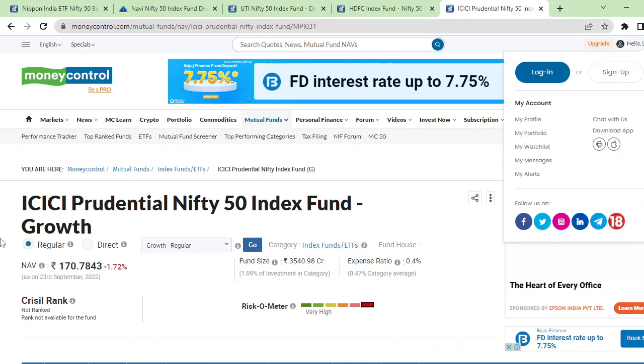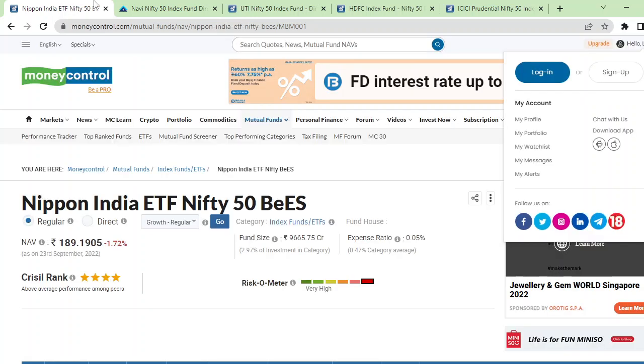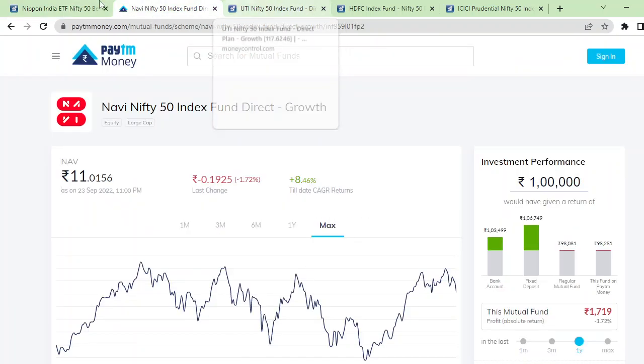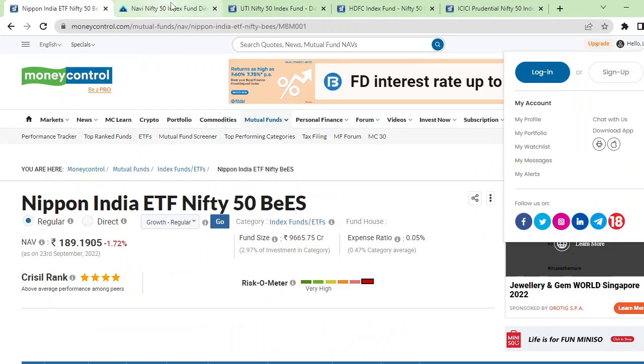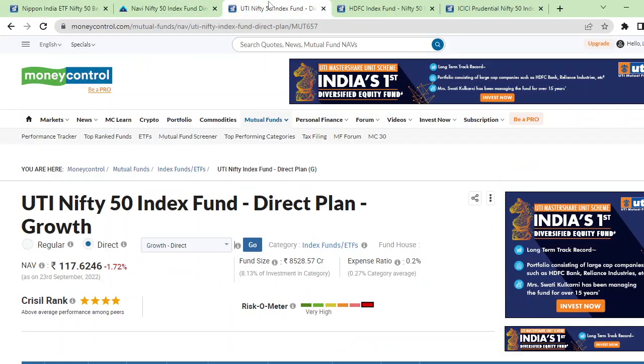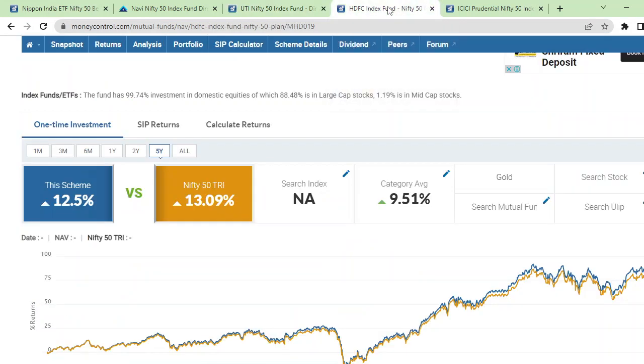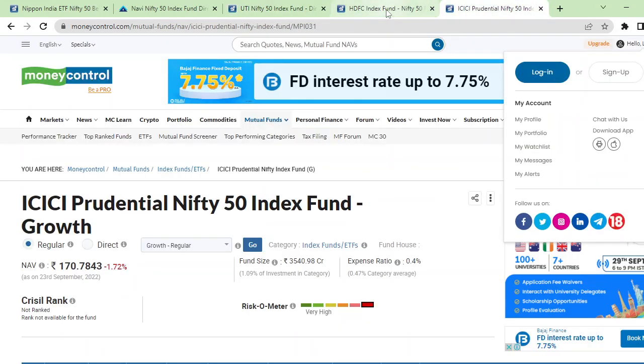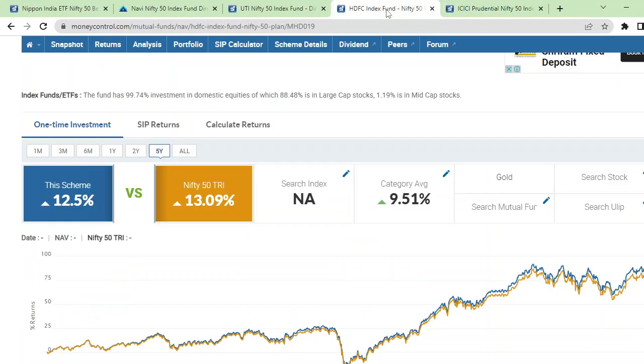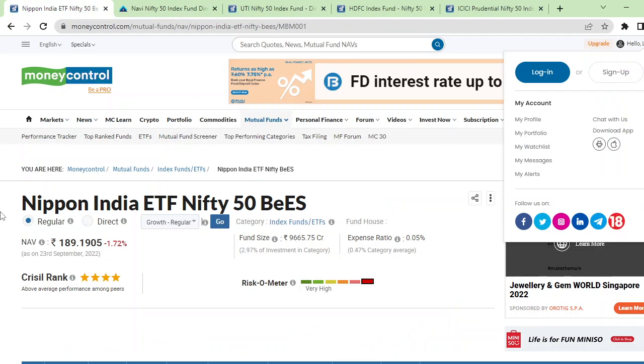But remember one thing, take the example that you are investing 10 lakh rupees. I recommend putting 3 lakh in Nippon India, 3 lakh in NAVI, and 3 lakh in UTI, and the rest, 1 lakh, you can put in HDFC or ICICI. In the same manner, you can diversify your funds, and also you can average, or pay a lower amount of expenses. I hope all the concepts I have discussed here are clear to everyone.